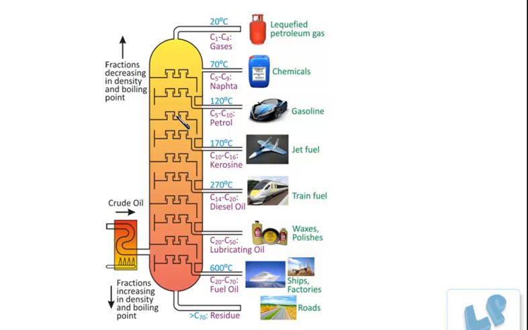See, this is a diagram of fractional distillation of crude oil. From here, crude oil is poured in. Right? This is the inlet. At different levels, different temperatures are maintained. Right? Say at the bottom there is 600 degrees Celsius, then it's 270 degrees Celsius, then it's 170, then 120, then 70, and then 20. And how? Fractions decreasing in density and boiling point go up, which have less boiling point and less density. So the fraction which is obtained at 20 degrees centigrade is C1 to C4 gases. That is, these are the liquefied petroleum gas.